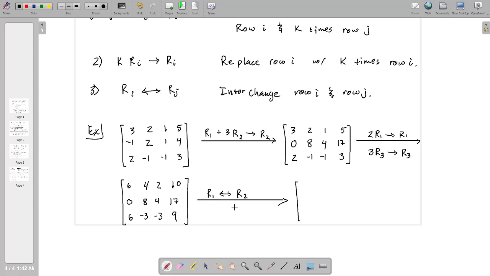But notice that row 3 is not being touched, so we can rewrite it. 3, -3, -3, 9. Now these other 2 rows are being interchanged, so I rewrite row 2 in the row 1 slot. 0, 8, 4, 17. And I rewrite row 1 in the row 2 slot. 6, 4, 2, 10. And that's just a demonstration of each of these properties.